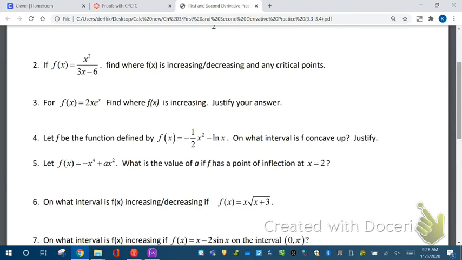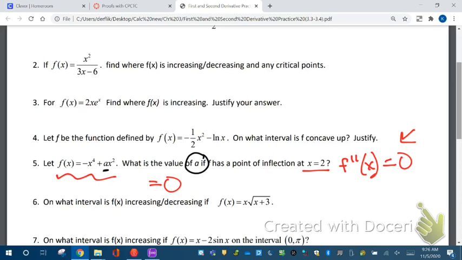There was an important one that I skipped. Number 5, I did not mean to skip that one. So for number 5, treat a like a number. It's just a coefficient. You're supposed to find what a has to be so that there's an inflection point when x is 2. Well, you might not know right away how to do that, but inflection point means the second derivative is 0 and changes signs. We can start with this. So find the second derivative, set it equal to 0, and then let x equal 2. See if you can figure that out.